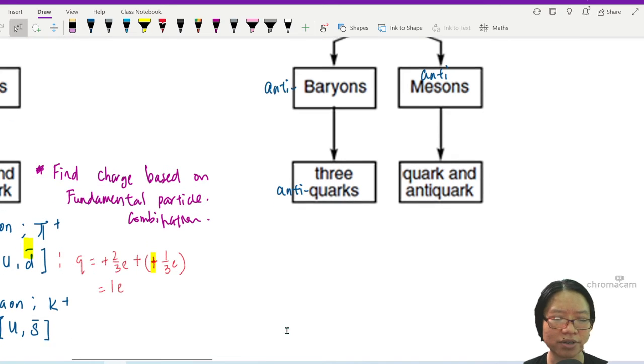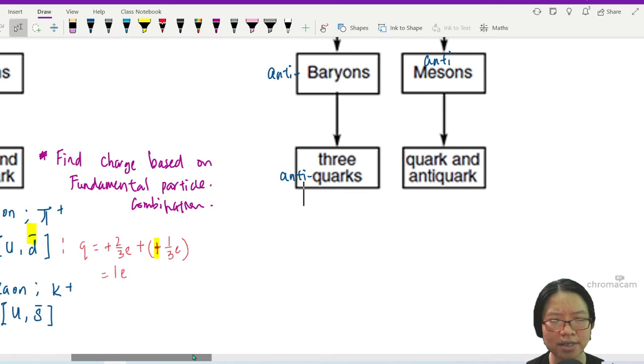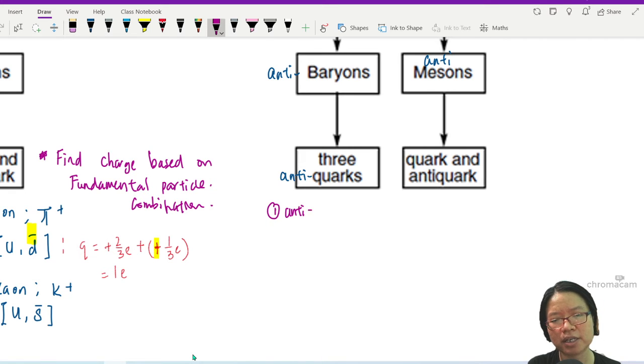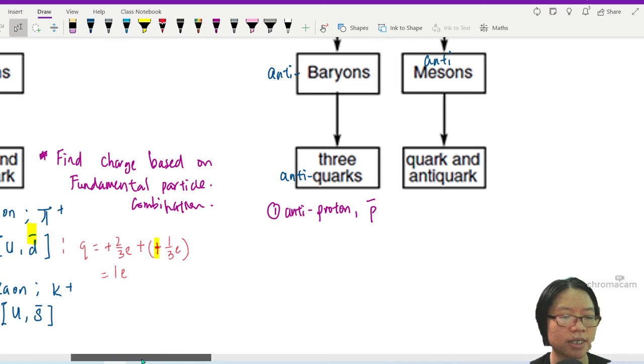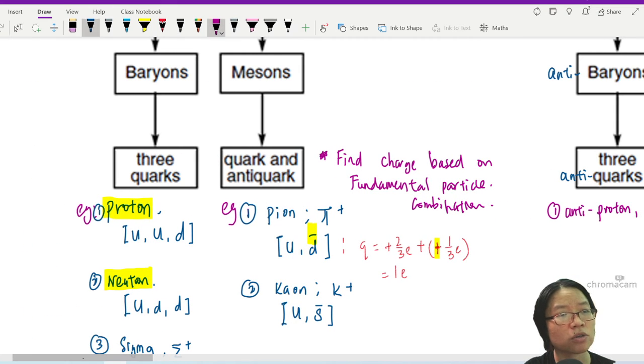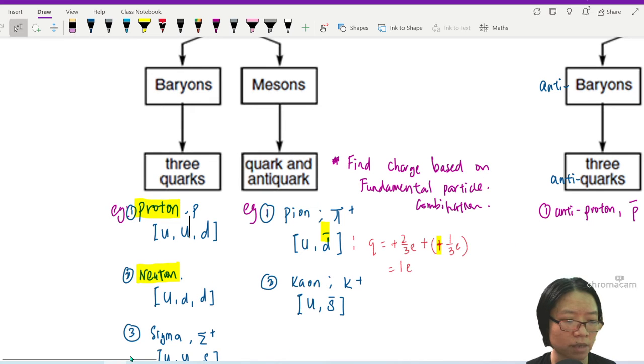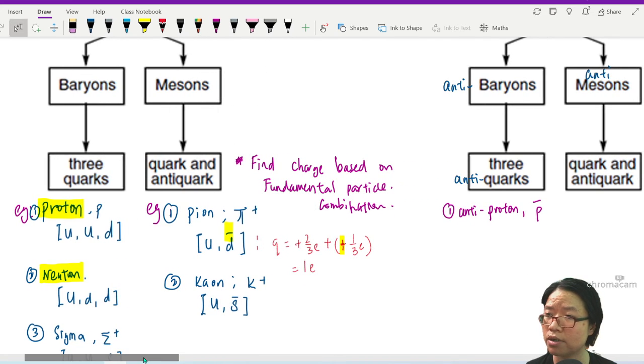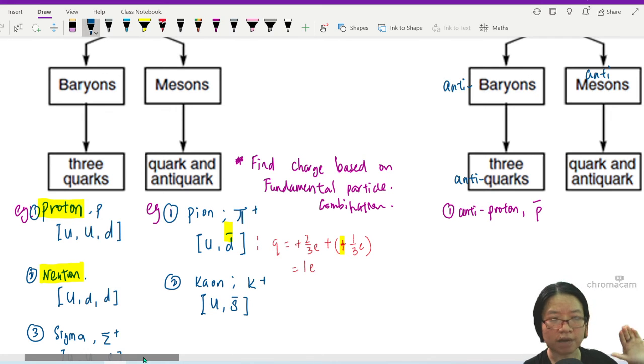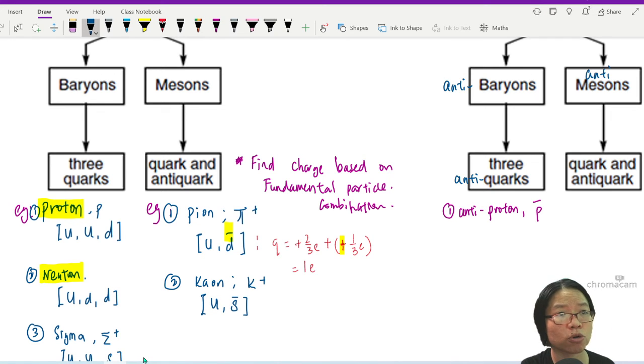Then you're thinking to yourself, what's the example? Is there such a thing as an anti-proton? Of course. It's an anti-proton. What symbol do we use? Normally, proton will be P, so put a bar over the P, just like the symbol for proton here. Okay. So if you think about the mirror reflection, you can see both sides as well. If proton is up, up, down, anti-proton now will be anti-up, anti-up, anti-down.